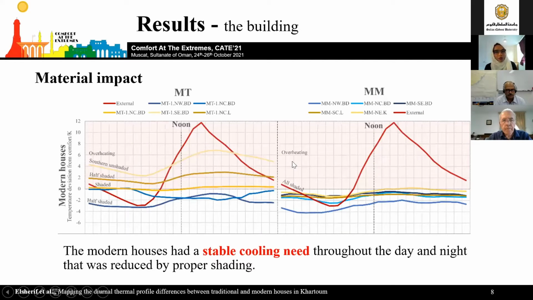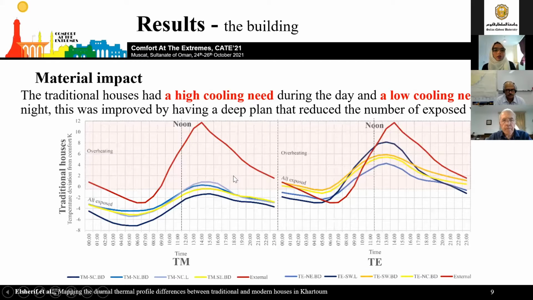So first, I compared the two modern buildings, and I found that they generally had a cooling need that was stable throughout the day. So you only needed to cool at the same amount throughout the day. And it really impacted, especially in MM, which spaces had a shaded roof or not. And the unshaded space, as you can see, got significantly hotter during the day. When you look at the traditional houses, they actually had a high cooling need during the day and a low cooling need at night. It created a very distinct S-shaped curve.